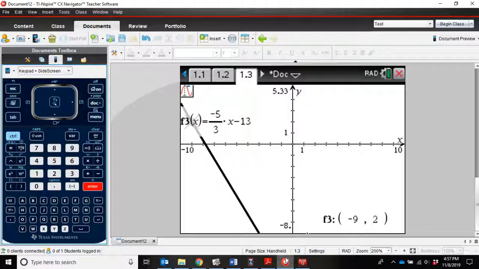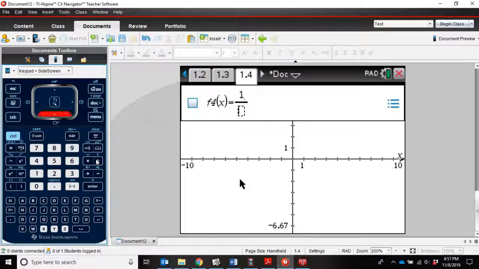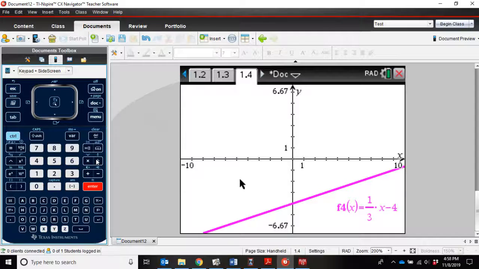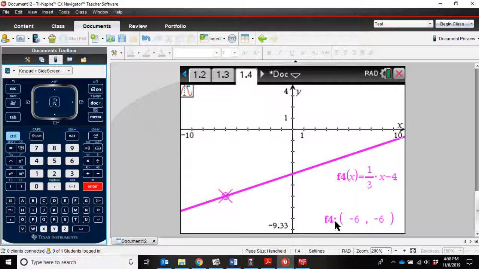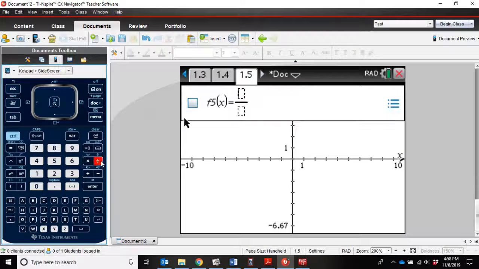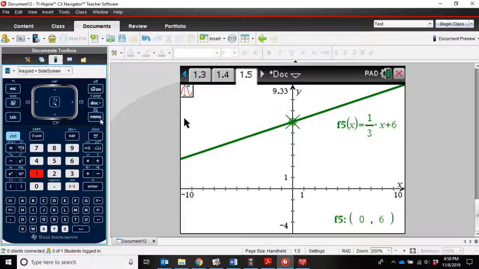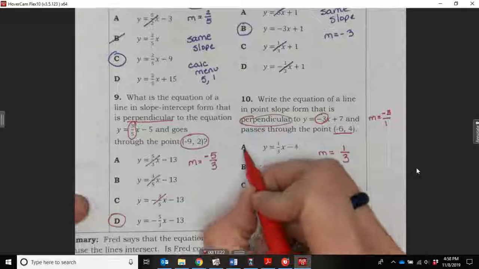So we're going to go to our calculator. And we're going to get a graph page. We're going to type in 1/3 x minus 4, menu 5-1, and we're looking for the point negative 6, so that's what I type in. And this one tells me negative 6, negative 6, which means A is not my answer. But let's verify B. So let's go type into a graph page 1/3 x plus 6. And again, we're looking for the point negative 6, 4. So menu 5-1 and type in negative 6, and it tells me negative 6, 4. So my answer here is B.